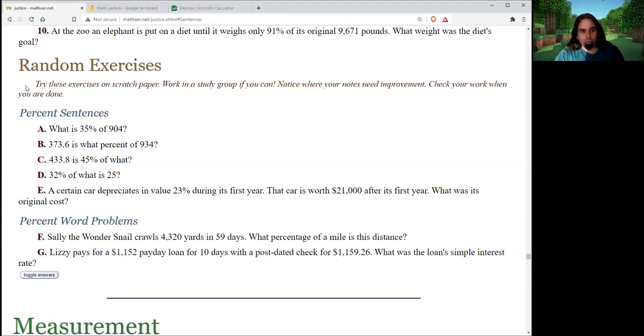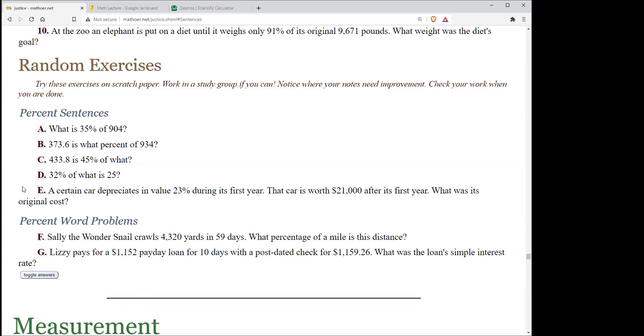Let's do one more from these random exercises before we take our second little break. Which one do you want to do from A, B, C, D, or E? B? B, okay.